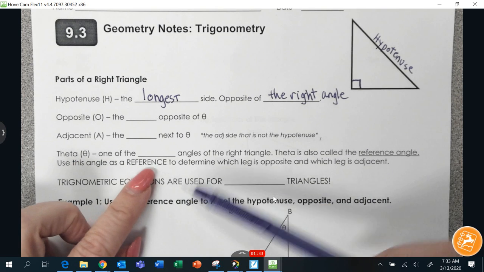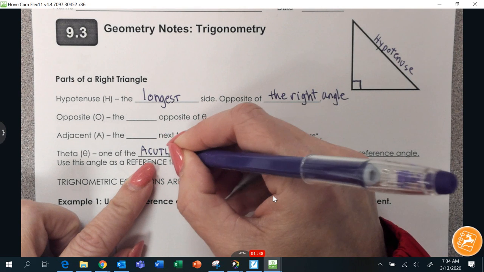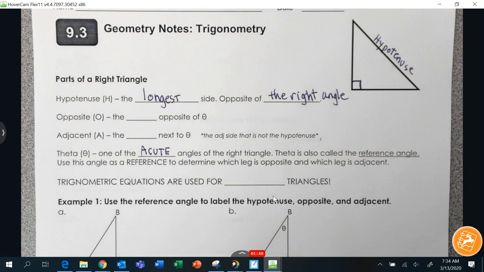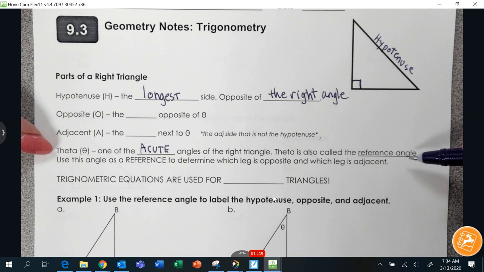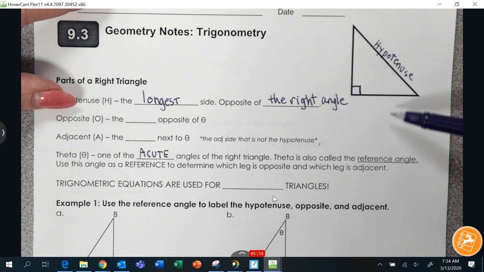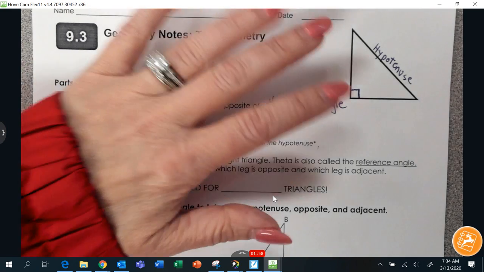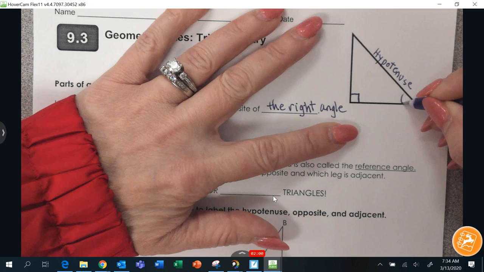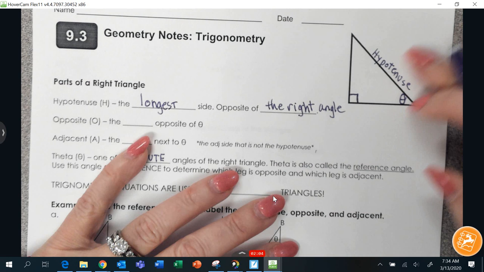It's one of the acute angles of the right triangle. Theta is also called the reference angle. Use this angle as a reference to determine which leg is opposite and which leg is adjacent. So up in this picture, one of these angles is theta. I'm just going to choose one. I'm going to choose this one right here to be theta.